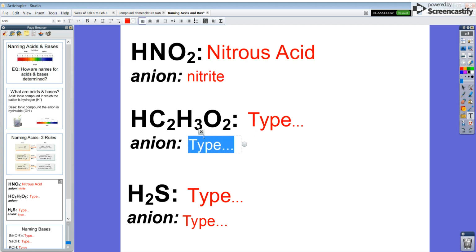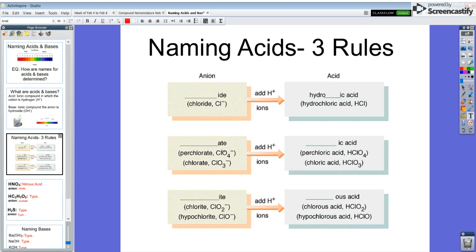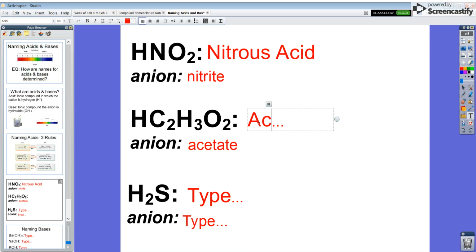Next example, hydrogen is the cation. That's what makes this an acid. And then the anion is C2H3O2. Clearly polyatomic. I look at my common ion table and I find out that this is acetate. So acetate ends in "ate." Boom, I add ic acid to the root, the name of the anion. And this becomes acetic acid.